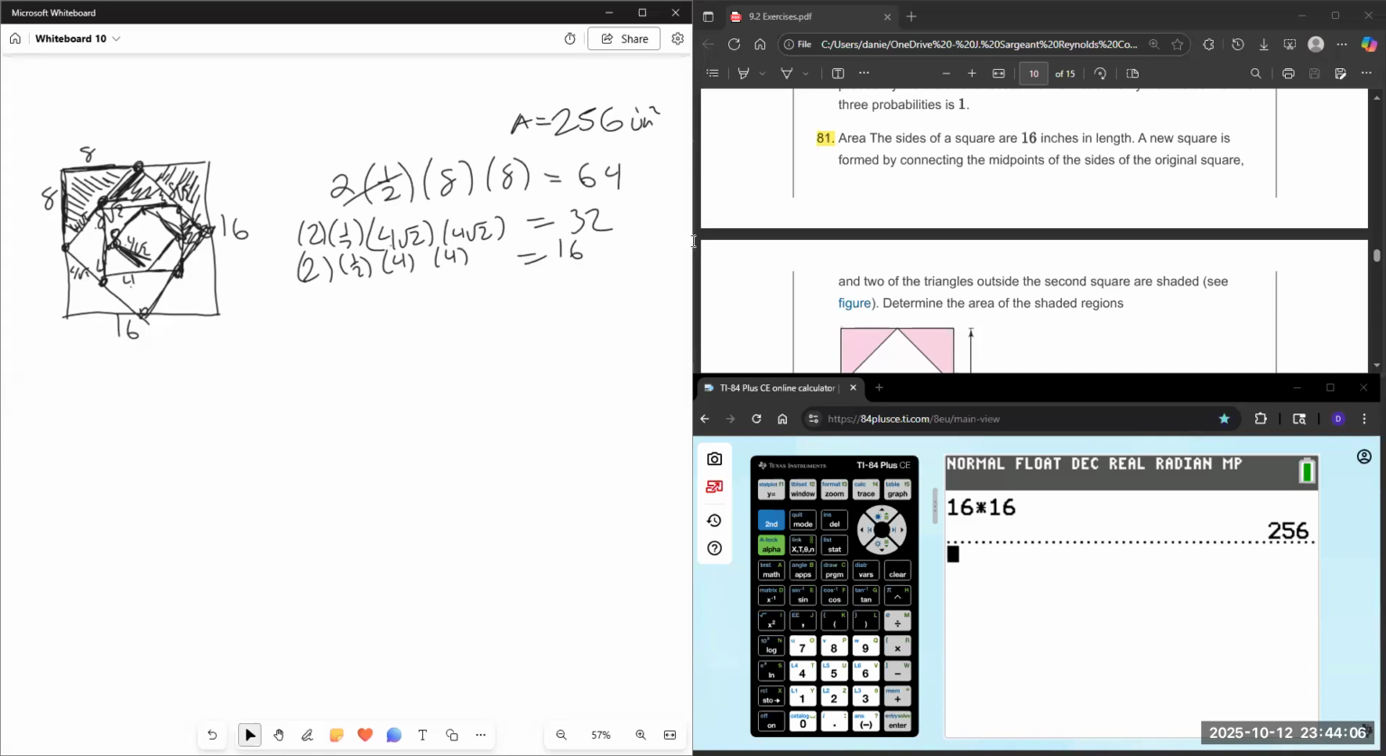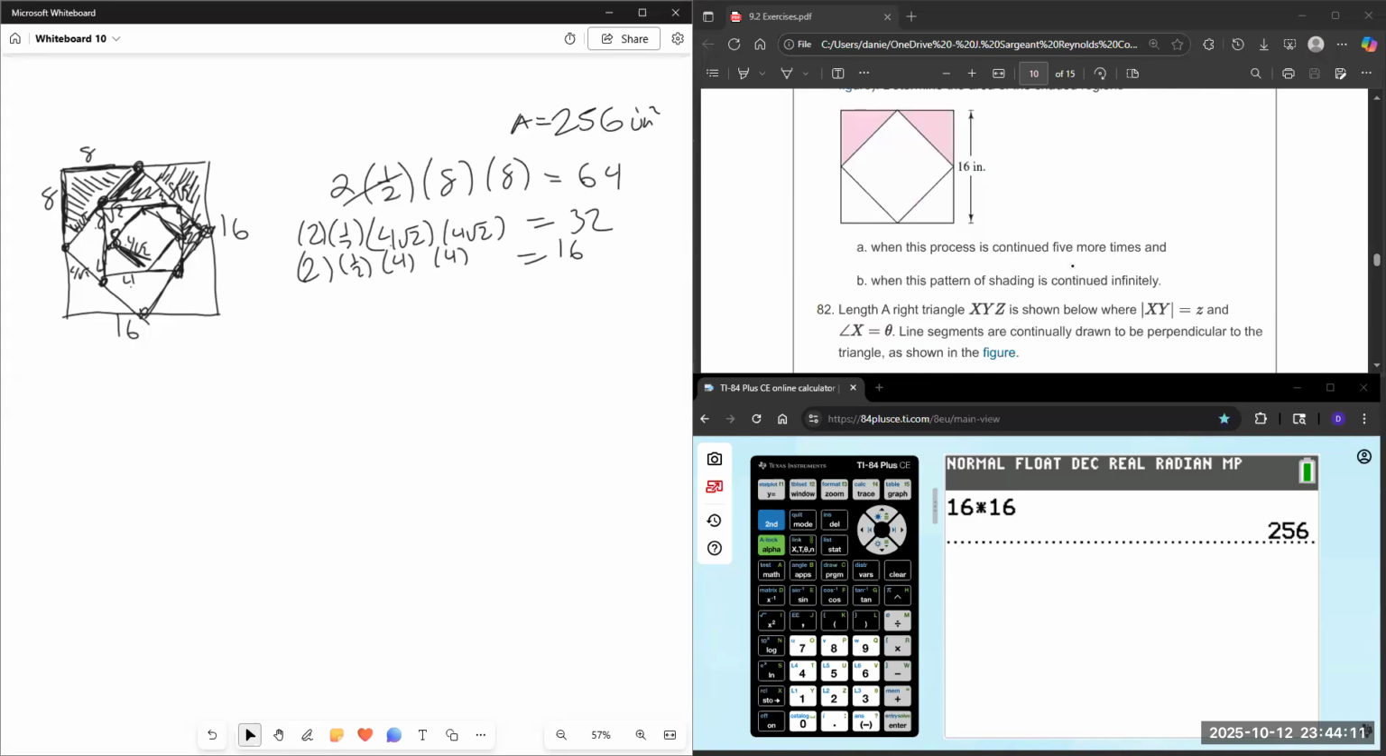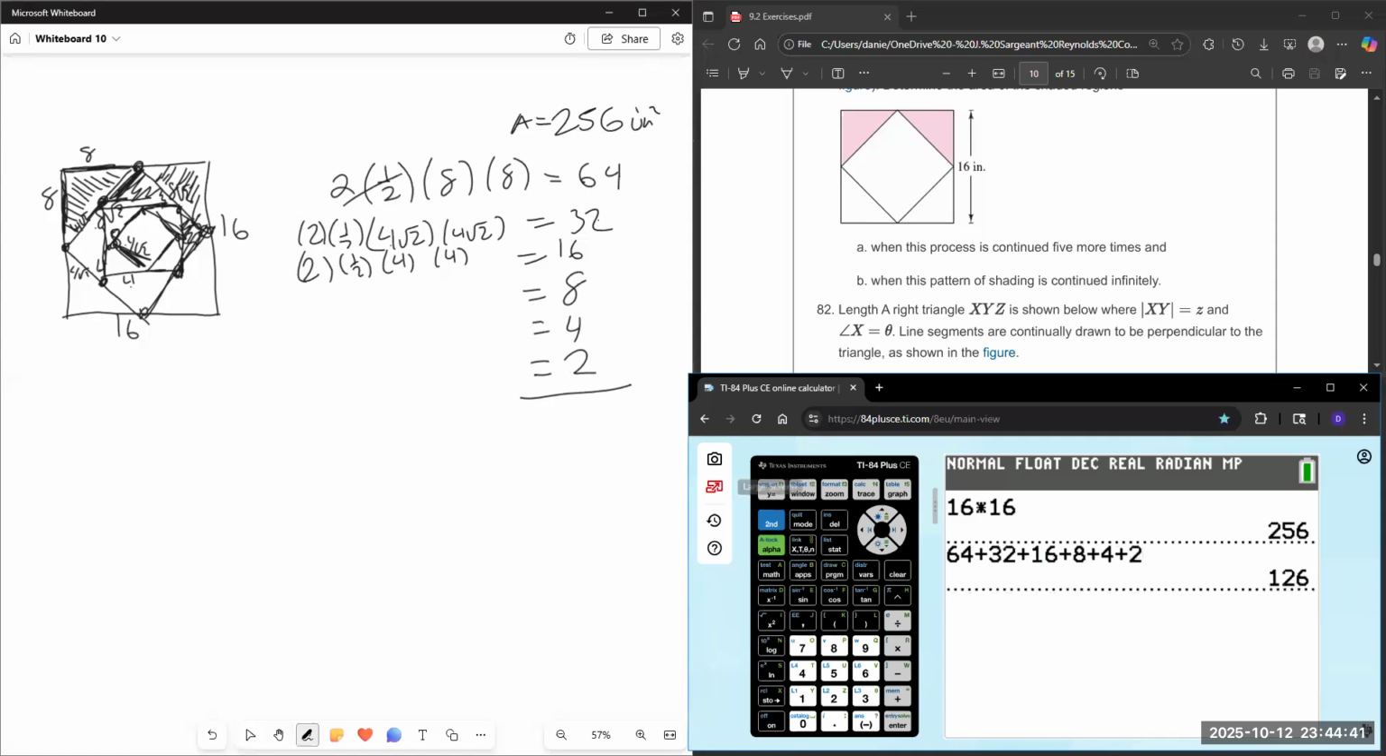And when this process is continued 5 more times, so I want 6 times total. So 1, 2, 3, 4, 5, and 6 times here. Let's add it together. 64 plus 32 plus 16 plus 8 plus 4 plus 2 is going to be 126.